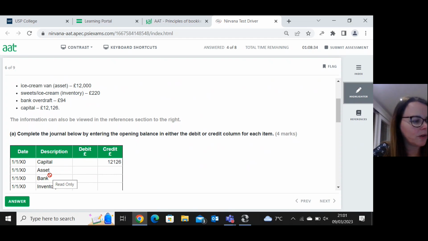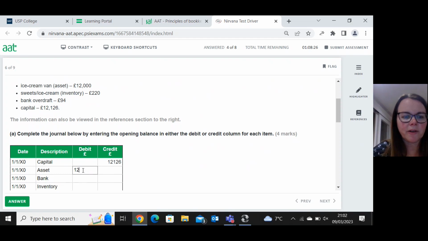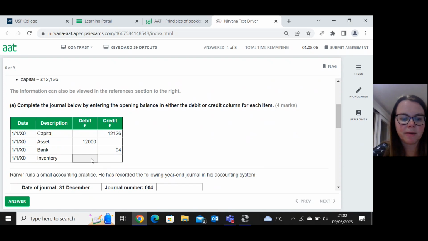I've then got asset, a bit of a catch-all, but that must be the van. So 12,000. Bank overdraft, an overdraft is a liability. So that must be 94 on the credit side. And then inventory, 220 must be a debit because it's an asset. Oh, that's not typing in, just bear with me.